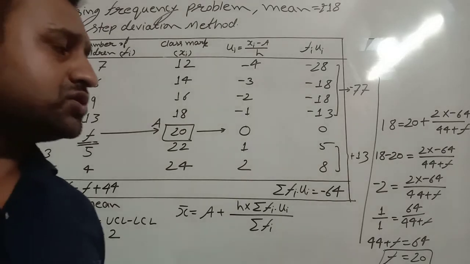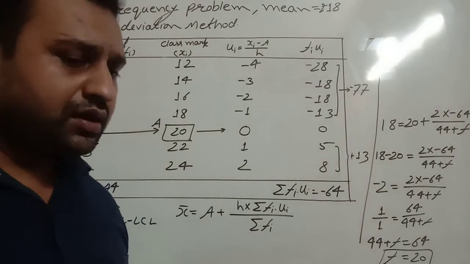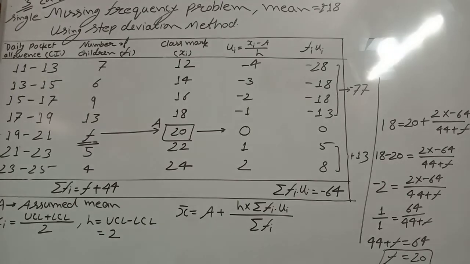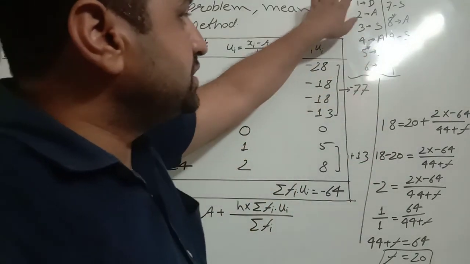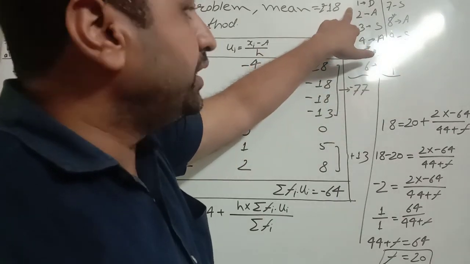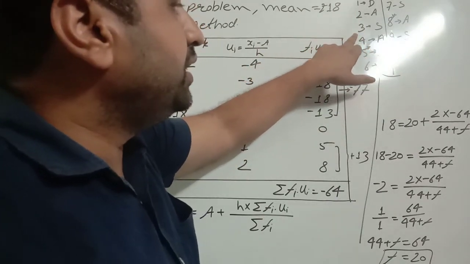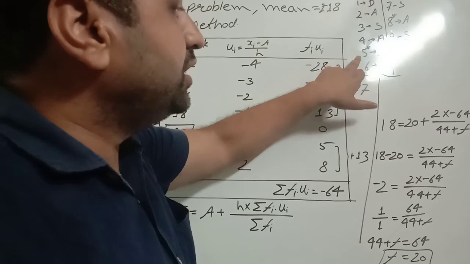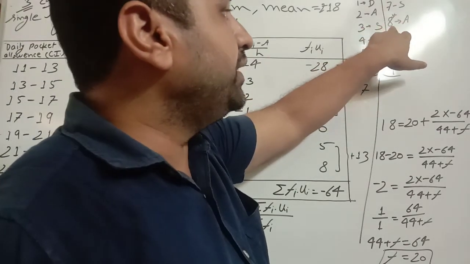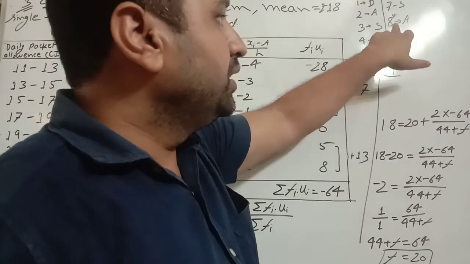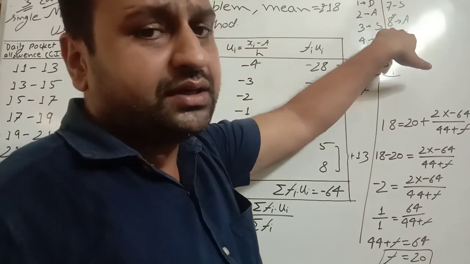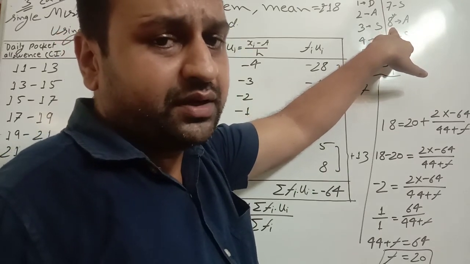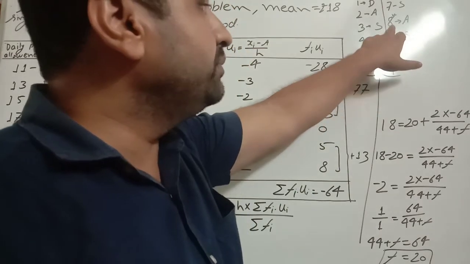I hope you understood. Okay, you have to do these questions in homework. First question, direct method. Second, assumed. Third, step. 4th assumed, 5th step, 6th step, 7th step, 8th assumed, 9th step. In question number 8, class sizes are different, so we can't use step deviation method, so we use the assumed mean method.